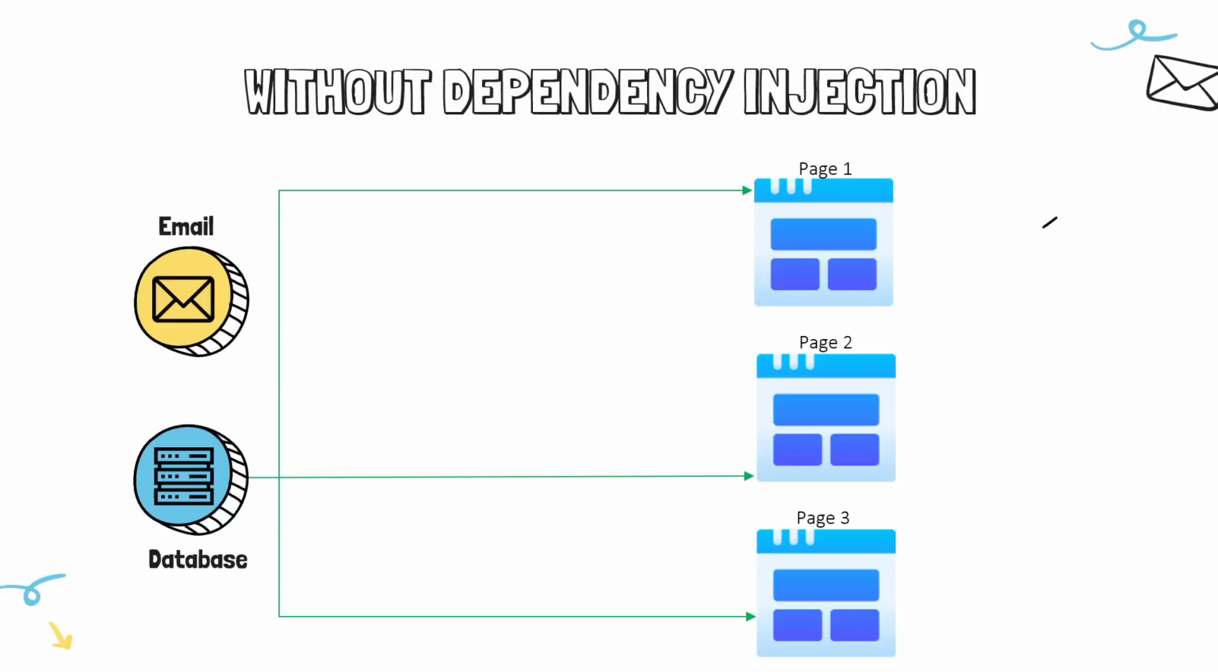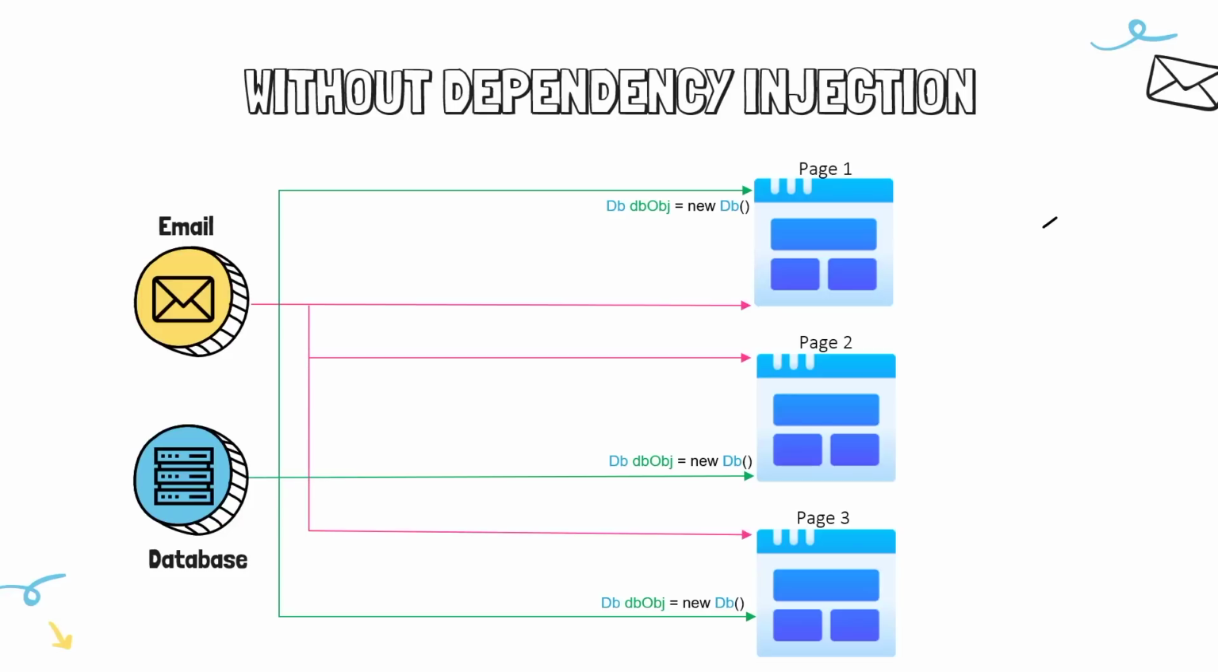We will have to open that connection, we will have to do the database operation, and then we will have to close the connection in all the places. To do the same and create an object for the email implementation that we have in all the 3 pages. So you can see this is a lot of duplicate code.